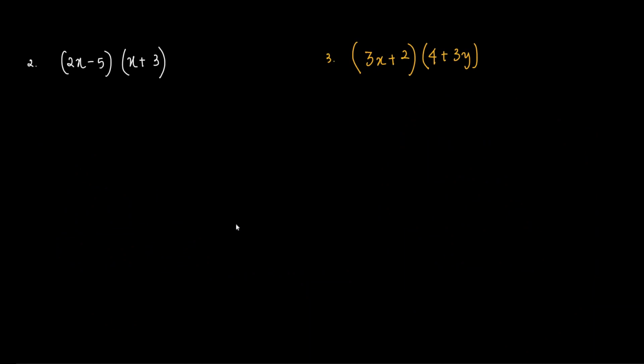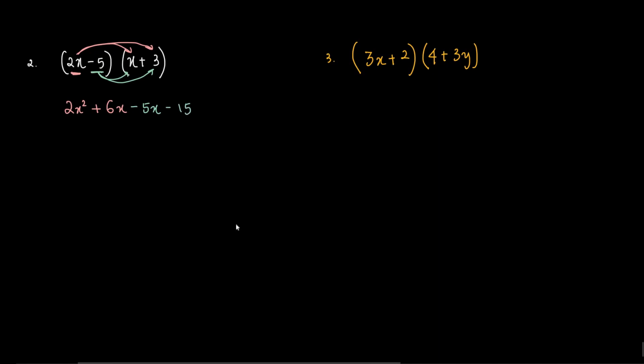For these two questions, I'll only be using method 1 because it's the same method actually. So let's go ahead. 2x will be multiplied with x and with plus 3. So 2x times x is 2x squared. 2x times positive 3 is positive 6x. And then negative 5 times x and times 3. Negative 5 times x is negative 5x. Negative 5 times 3 is negative 15.